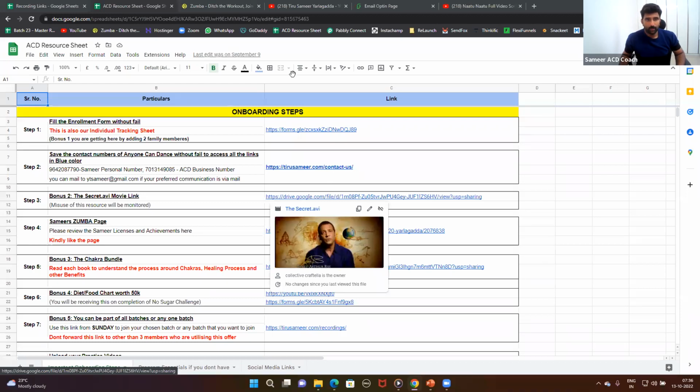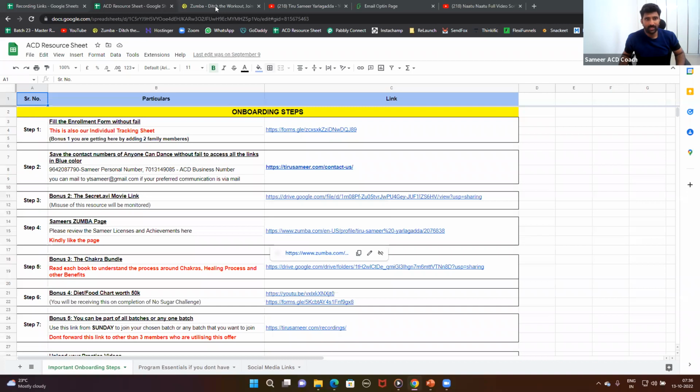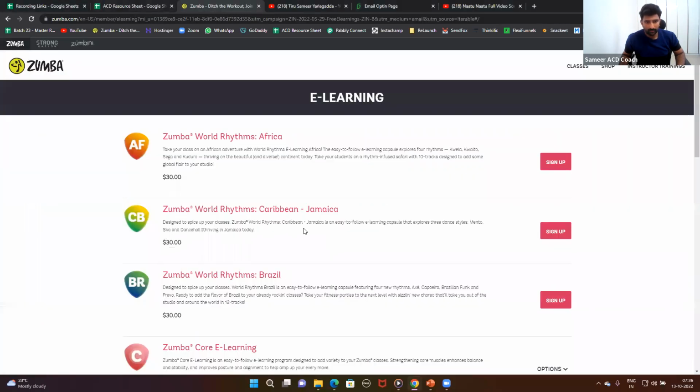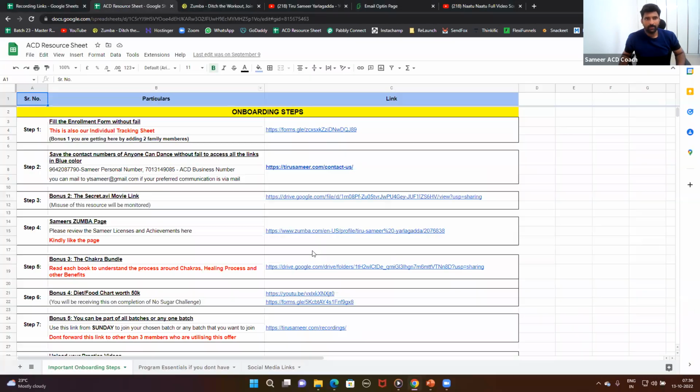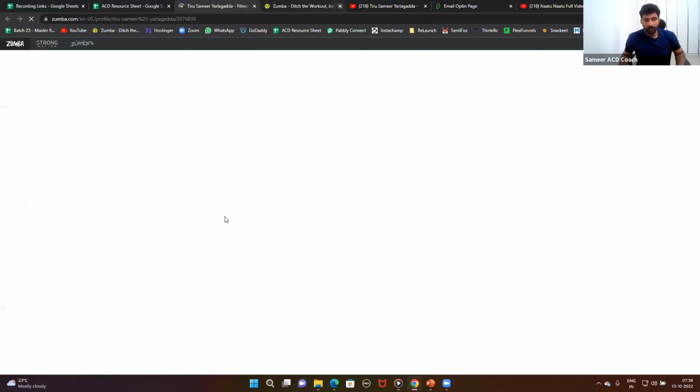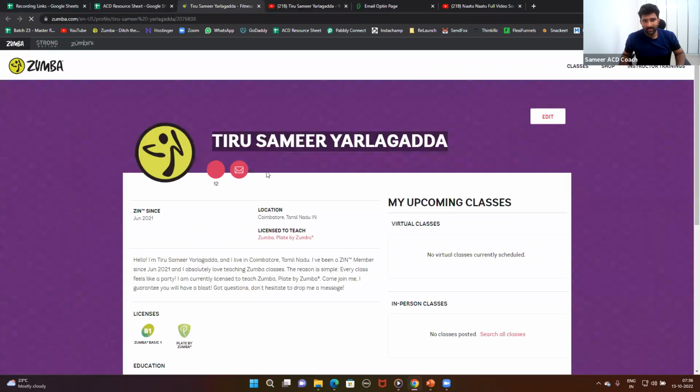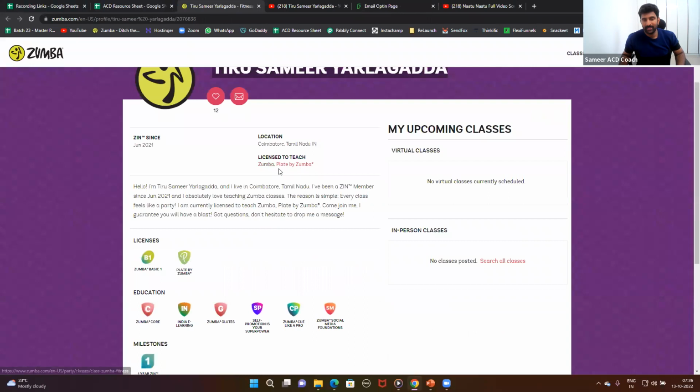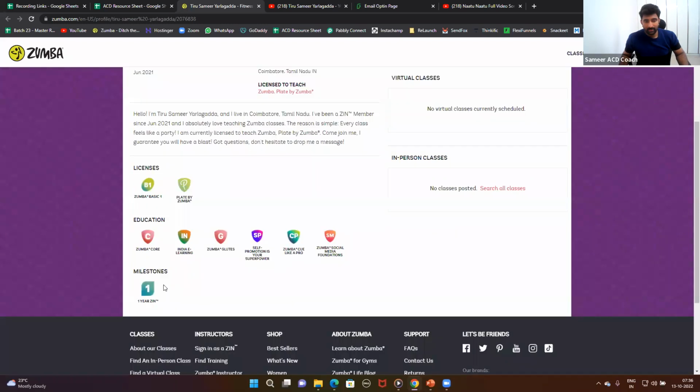And like my Zumba page details. So you can check my authorization, how I am getting licensed. This is my page under the Zumba website, and these are my licenses, Zumba, Plate by Zumba. Plate by Zumba is nothing but what food to eat, what food not to eat, to become fit in life. And these are my education qualifications of Zumba, and this is my 1 year milestone.